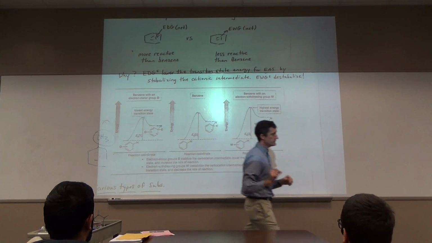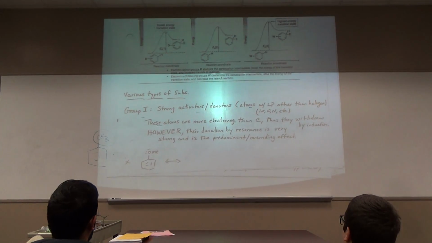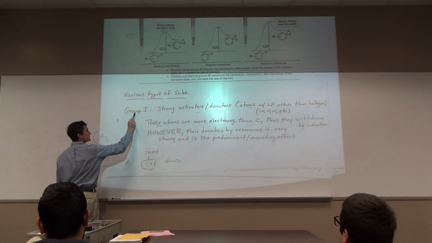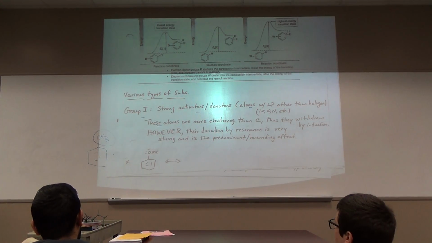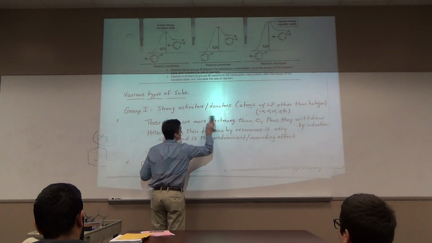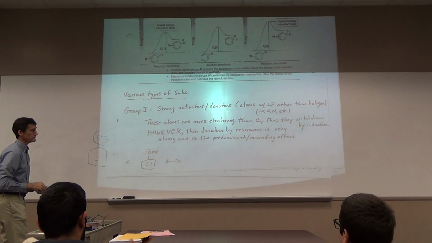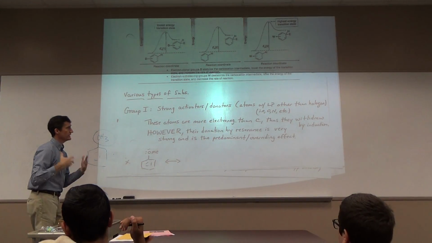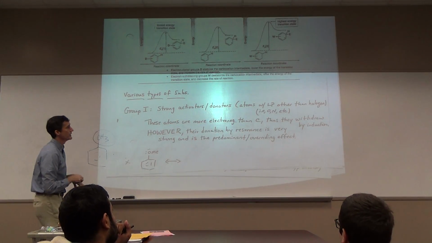Okay, what are some different types of substituents? I've categorized the types into groups 1 through 4, Roman numeral 1 through 4. Your book may do it a little bit differently. Different books do it differently. Group one is what I call strong activators slash donators. Of course, if it donates, it's going to be an activator. It's going to make it more reactive. These are strong, though.